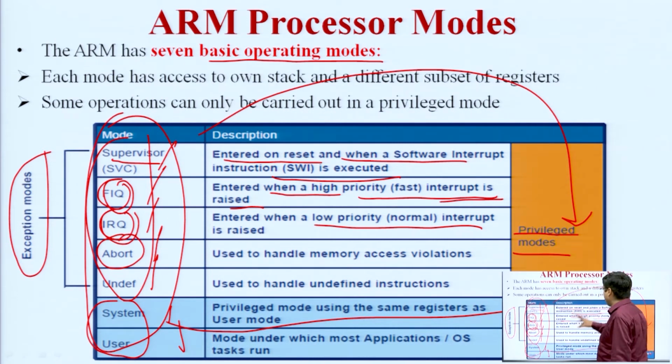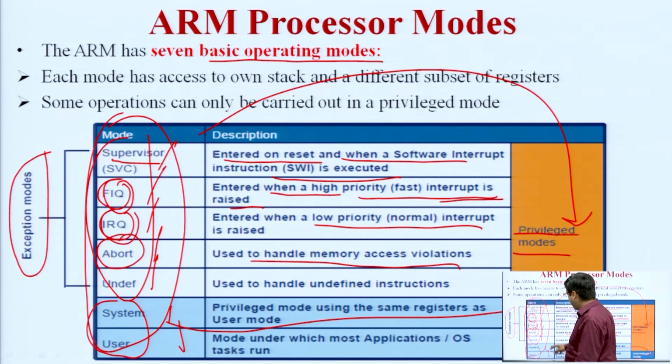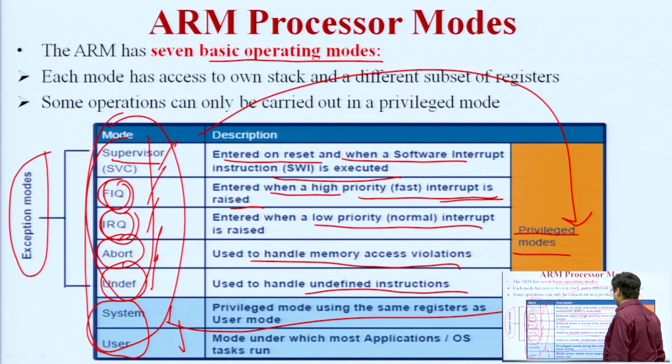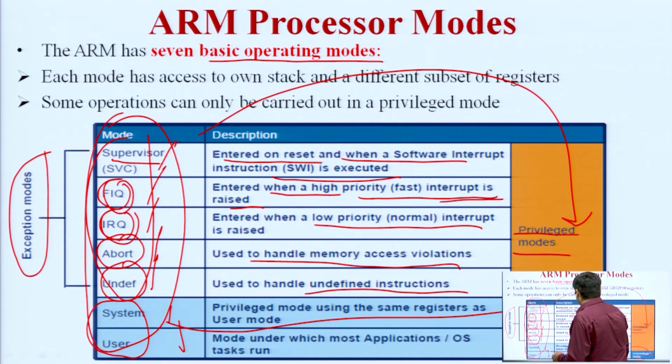When our microcontroller ARM enters abort mode, it is used to handle memory access violations. So, it will not work; we are stopping the operations of the ARM processor. Undefined mode is used to handle undefined instructions. If the ARM processor carries out an undefined instruction which does not have any type of command, it comes into the category of undefined mode.